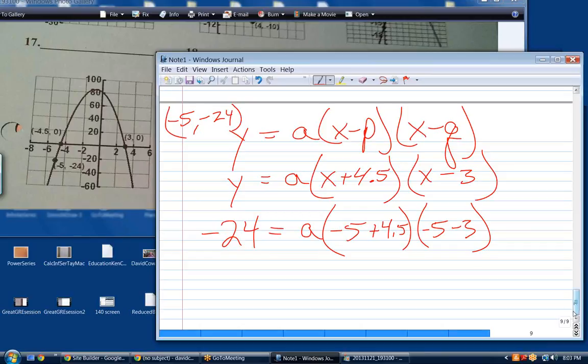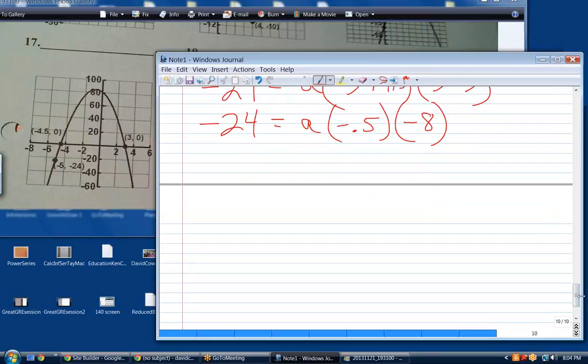As long as it's a point on that curve, I can plug it in. Okay. So what do we have here? Negative 24 equals A, and then negative 0.5, and then negative 8. So is that negative 4? Wait. Oh, that's right.